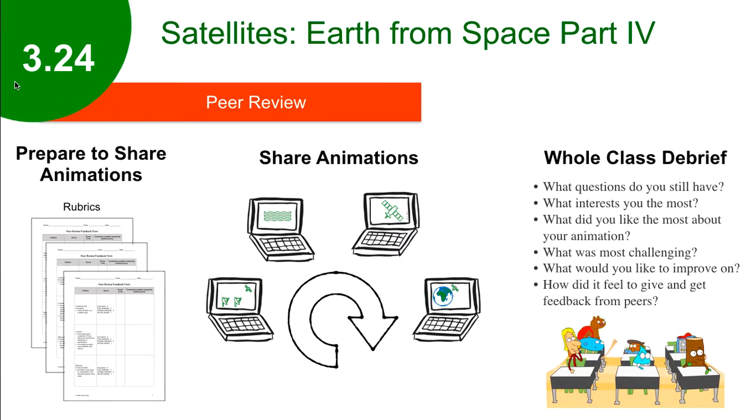For Part 4 in Lesson 24, pass out additional copies of the rubric so that students can use those for peer review. You decide how many peers each person must review. To share the animations, have half the students set up their work to present while the other half circulates around the room as reviewers, and then they'll switch sides. Make sure that students complete their peer review before moving to the next animation. And then end class with a whole class debrief.